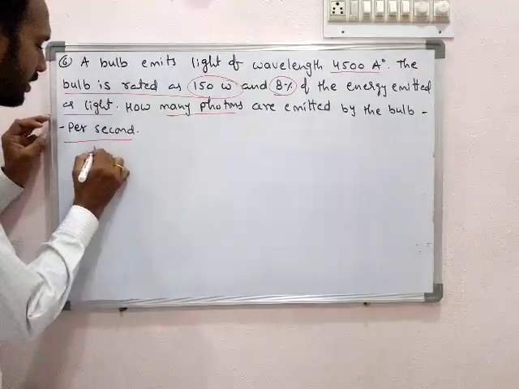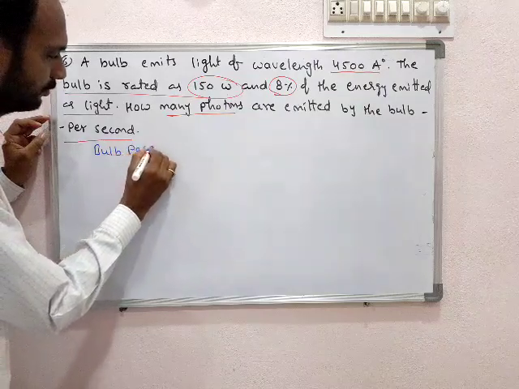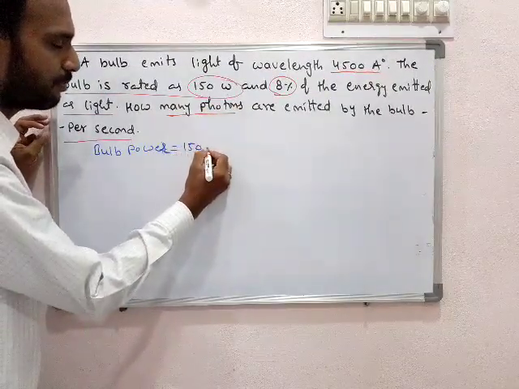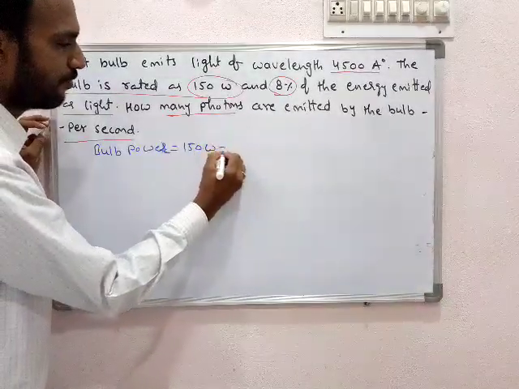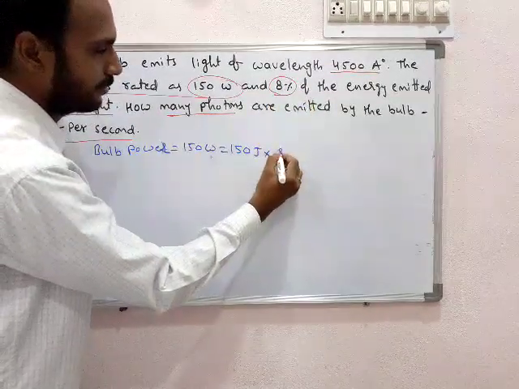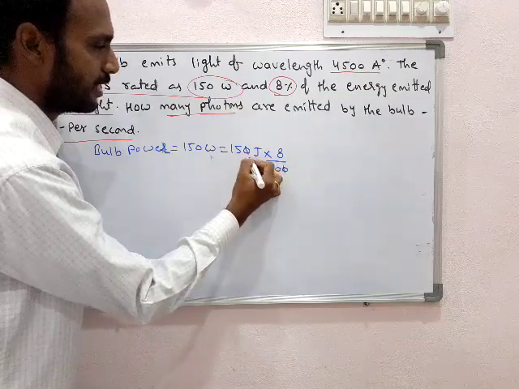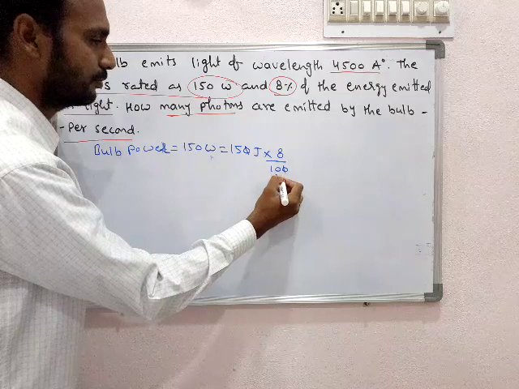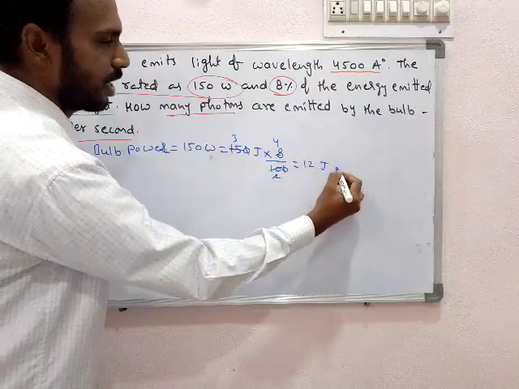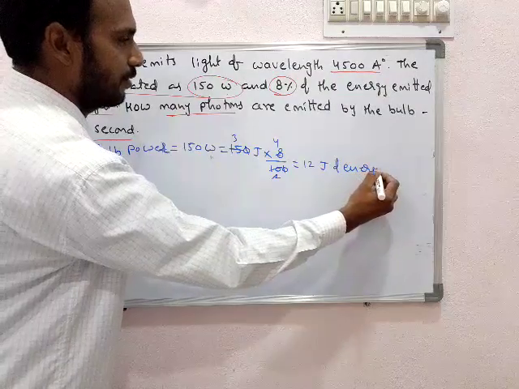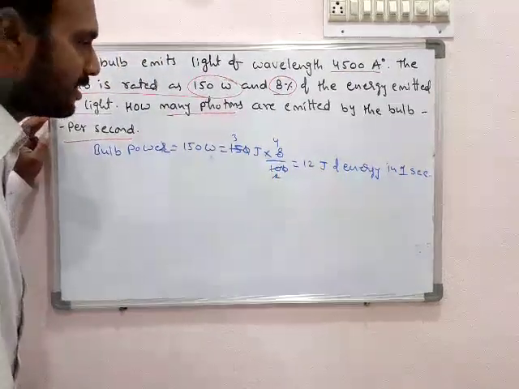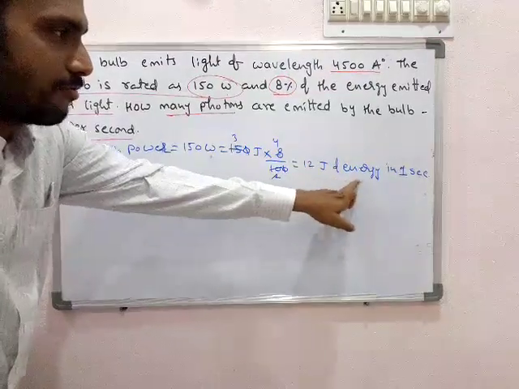The bulb power is 150 watts. 150 watts means nothing but 150 joules in 1 second, but it works only up to 8%. So 8% we will get, that is 12 joules of energy in 1 second. This means the energy released from the bulb is just 12 joules in 1 second.